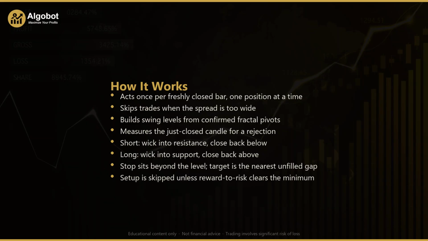The strategy then searches for the nearest unfilled fair value gap that sits entirely below price. The near edge of that gap becomes the take profit. It calculates the reward as the distance from entry down to the target, and only proceeds if the reward divided by the risk meets your minimum reward to risk setting. The long side is a perfect mirror. The candle must be bullish, wicking down into a support level but closing back above it, proving the floor held.